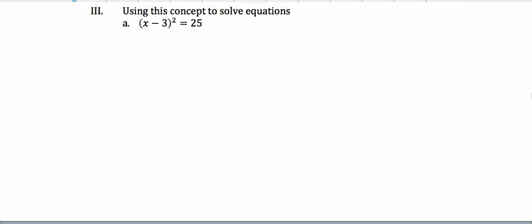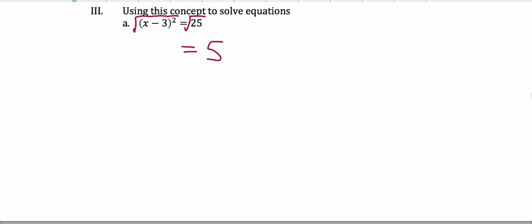Basically, when you're solving an equation, you're trying to get x by itself. So we need to get rid of two things here, the squared and the minus 3. Usually, we work in reverse order of operations, but that's not really going to work here. We need to get rid of that squared first. To get rid of that squared, we're going to take the square root of both sides because those are opposite processes. The square root of 25 is 5.